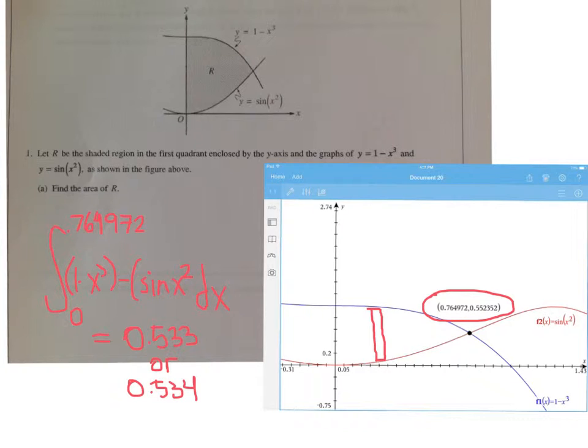Now for this problem you get 1 point for the limits, 1 point for the integrand, and 1 point for the answer. Okay, let's go on to the next part of this problem.